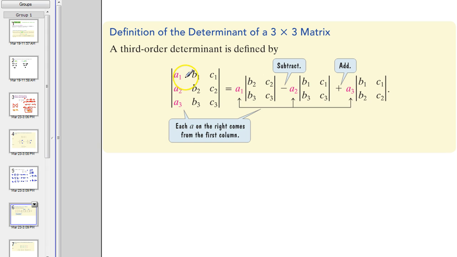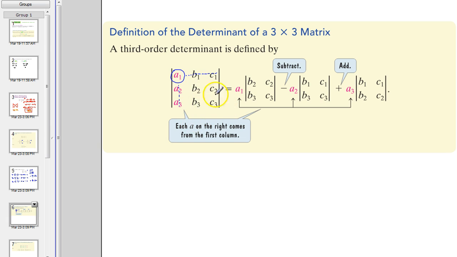So the way this works is you pull off one of these numbers in this first column, the x coefficients. Let's say I pull off this A1. I'm going to put it there. Now, if I've got A1, I'm going to ignore everything in that row and ignore everything in that column. When I do, what am I left with? I'm left with these 4 numbers right here, which is B2, C2, B3, and C3.